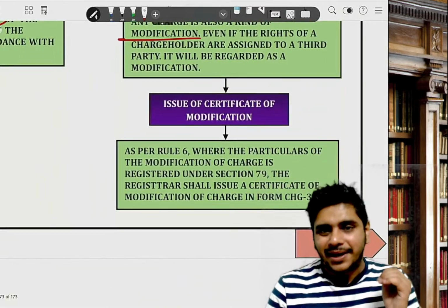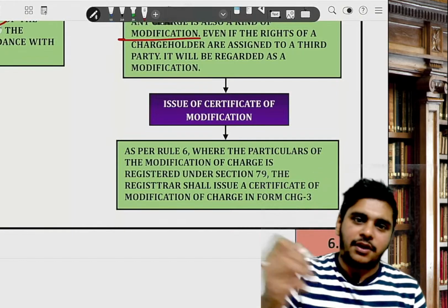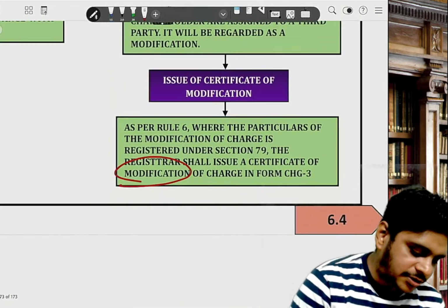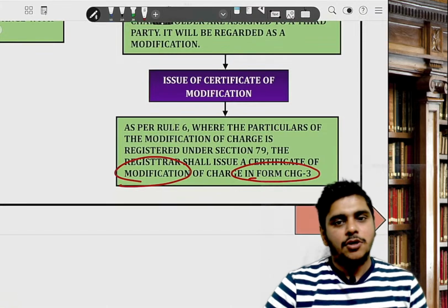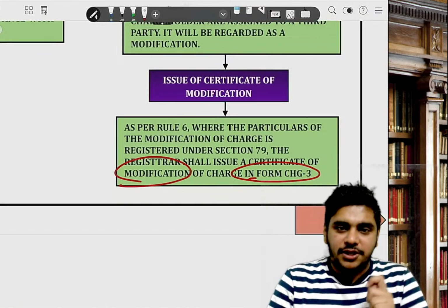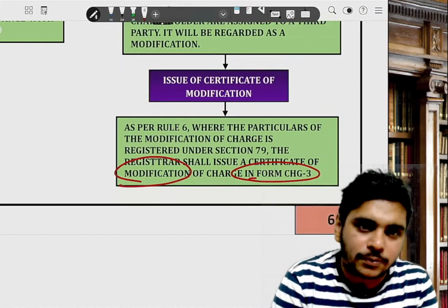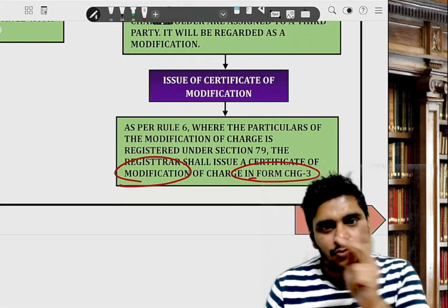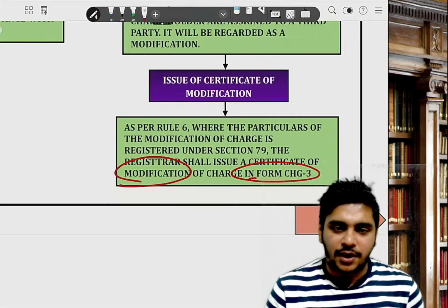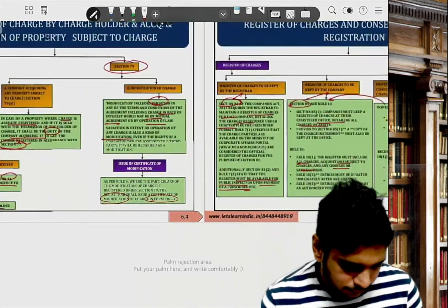So you will apply in CHG-1. For a modification also you will apply in CHG-1. The certificate of modification will come in CHG-3. So for creation, apply in 1, certificate comes in 2. For modification, apply in 1, certificate comes in 3. So for creation and modification both, the form number is CHG-1. 1, 2, 3. Creation: apply in 1, certificate in 2. Modification: apply in 1, certificate in 3. Section 79.